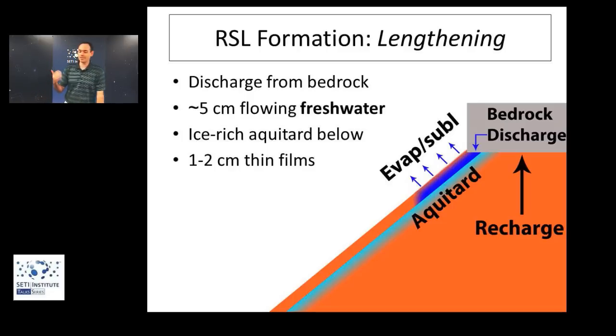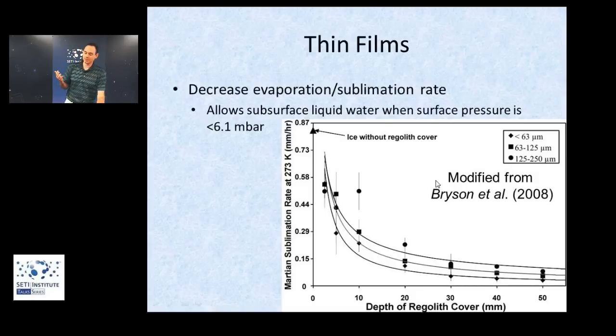Remember, we're seeing these every year. So it can't sublimate this whole thing. It's just kind of self-perching. The water's freezing down there. And then on top, which is actually making it dark, we have these 1 to 2 centimeter thin films. These thin films are very important. They allow us to decrease the evaporation sublimation rate.